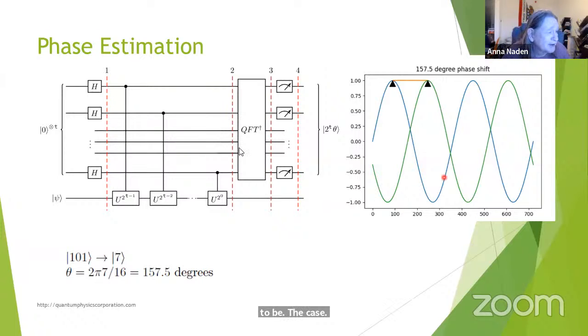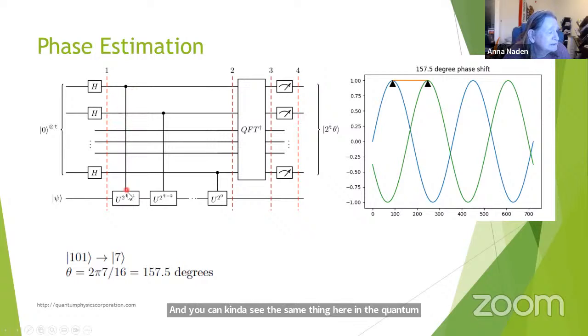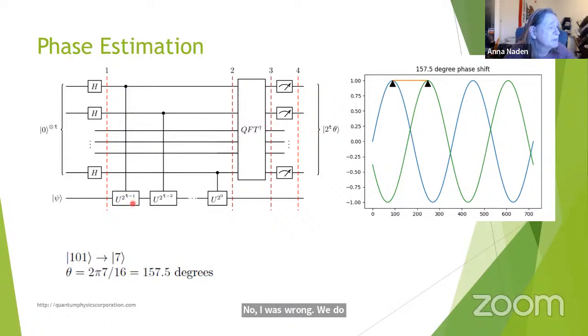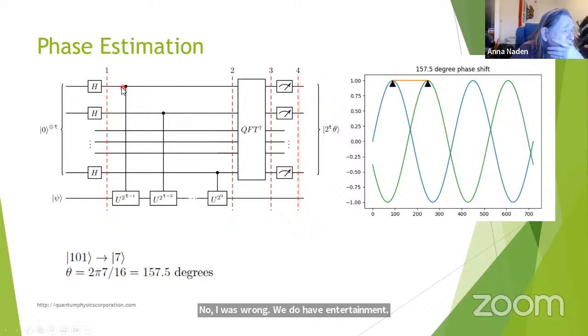And you can kind of see the same thing here in the quantum circuit. No, I was wrong. We do have entanglement. No, we don't, because we don't have a controlled NOT gate. Well, I'm going to stop guessing at this point.